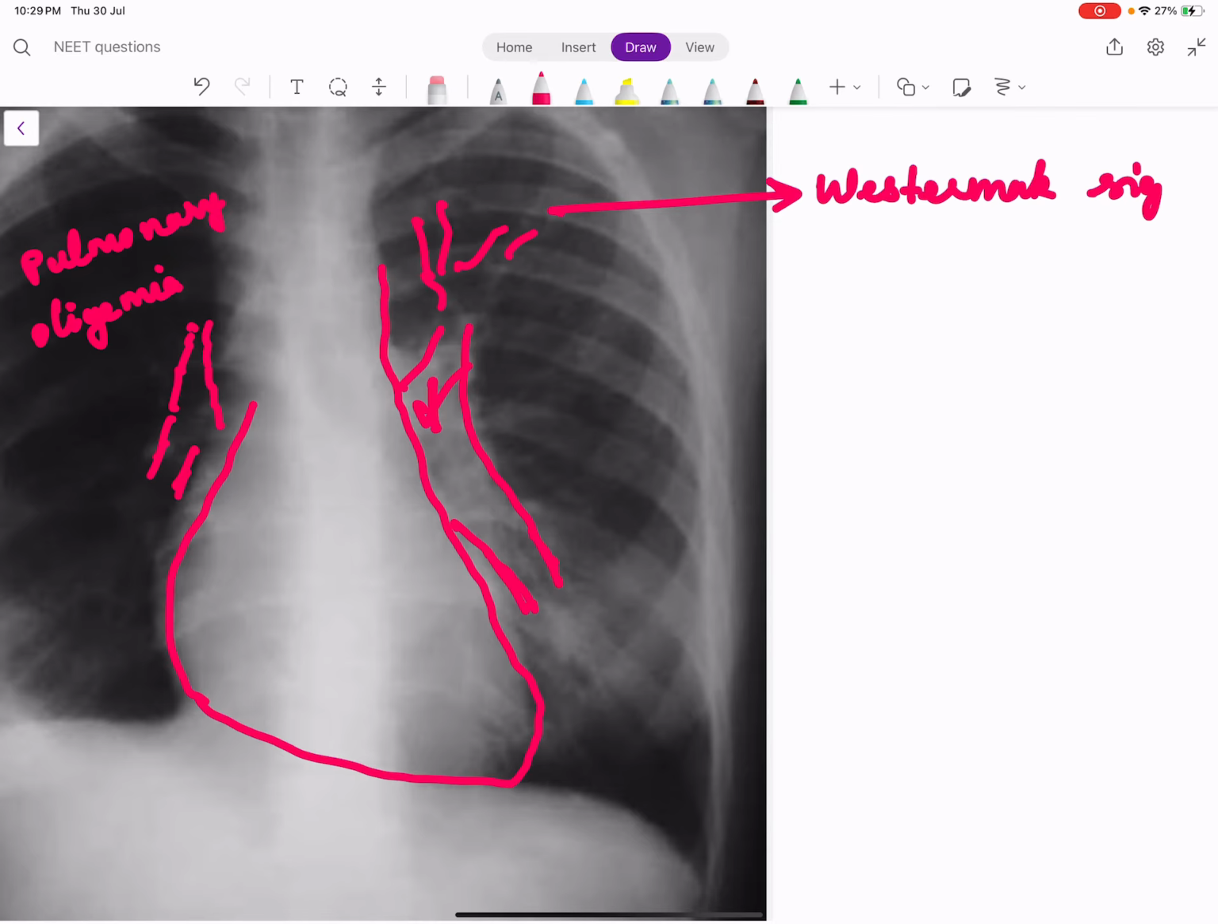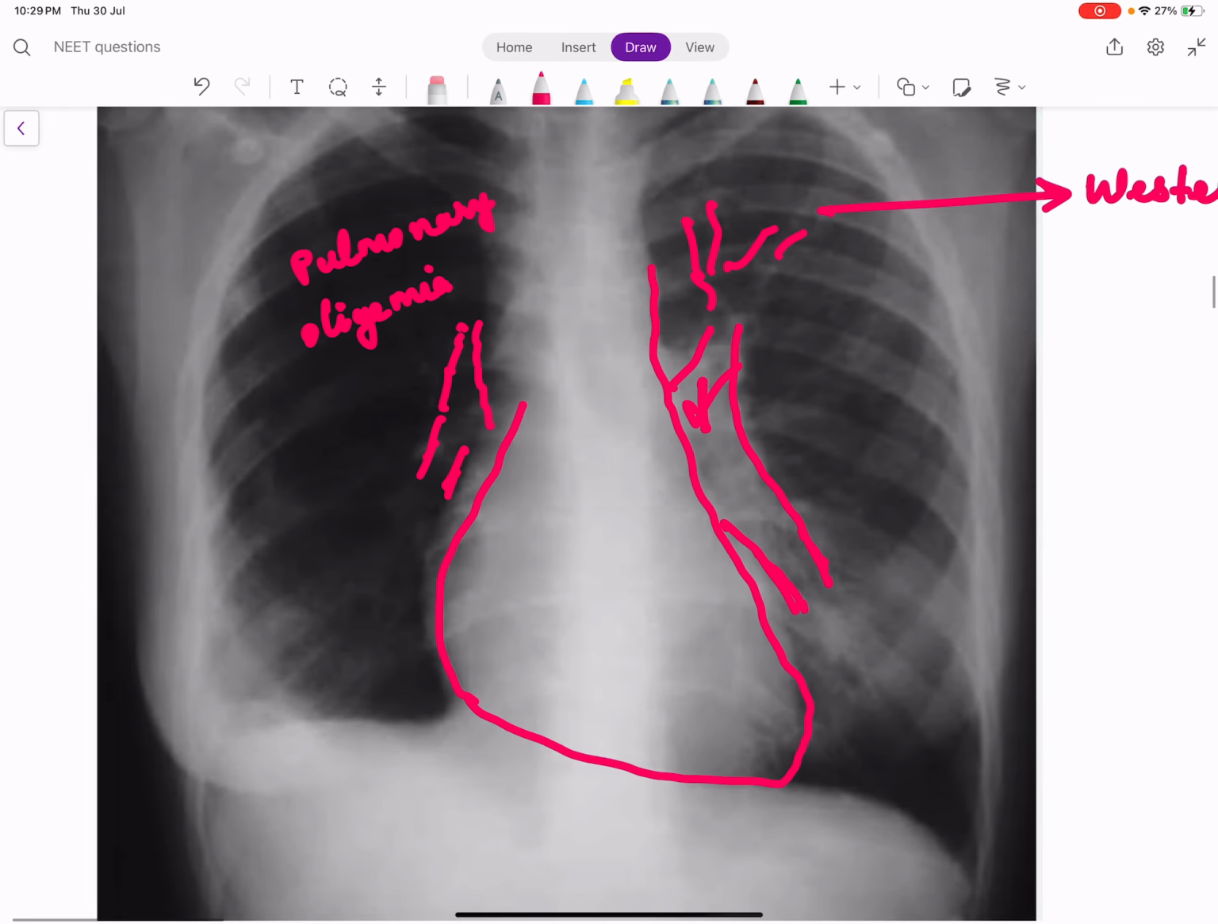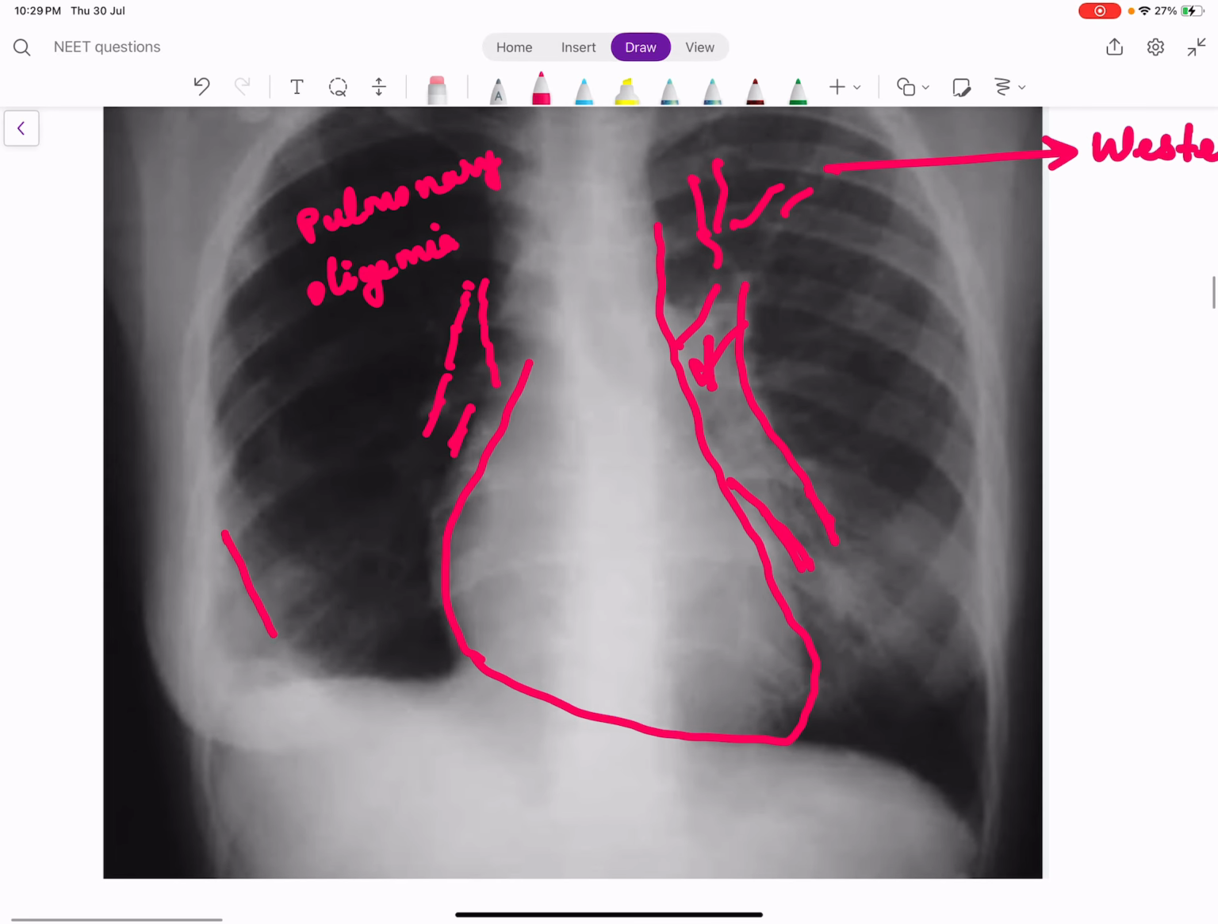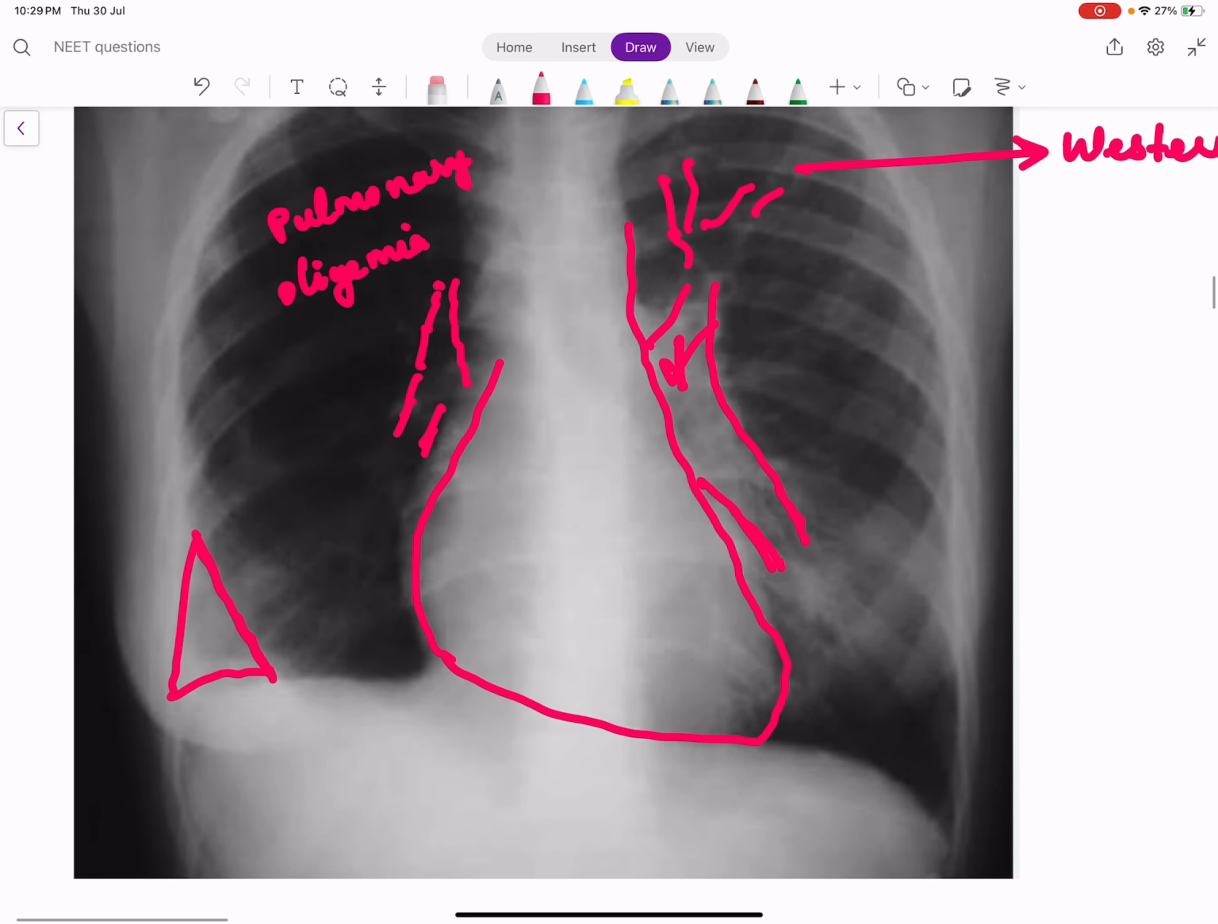What is Westermarck sign? Cutoff. There's a cutoff of the pulmonary artery. What is this now? A wedge-shaped or a triangular opacity. This is called as Hampton hump.